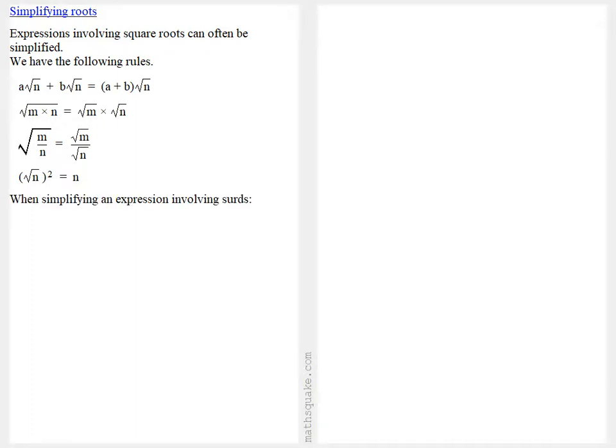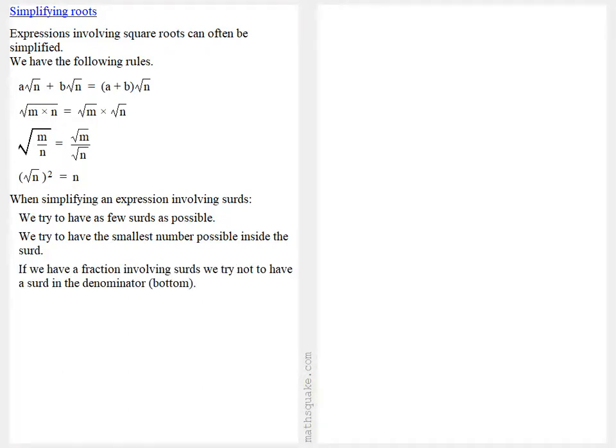Now, when simplifying an expression involving surds, we try to have as few surds as possible left in our answer. We also try to have the smallest number possible inside the surd. If we have a fraction involving surds, we try not to have a surd in the denominator, the bottom part of the fraction. So let's have a look at some examples.